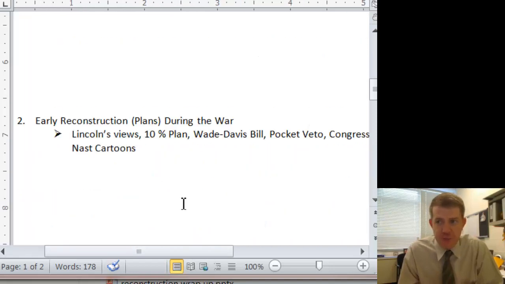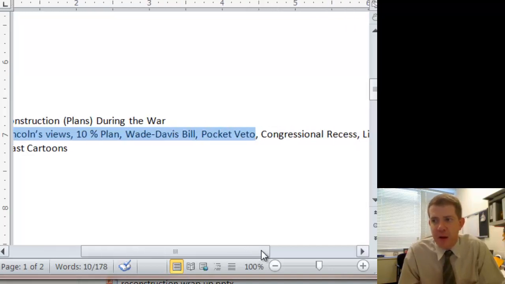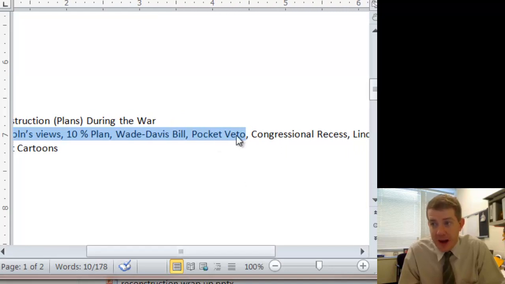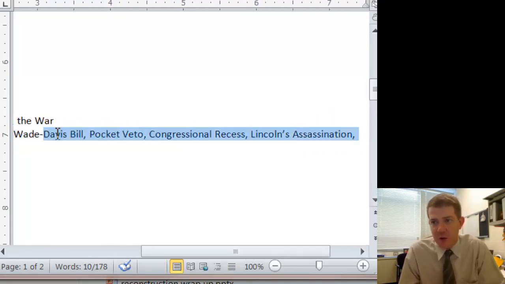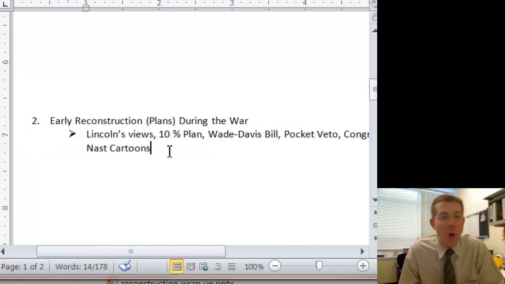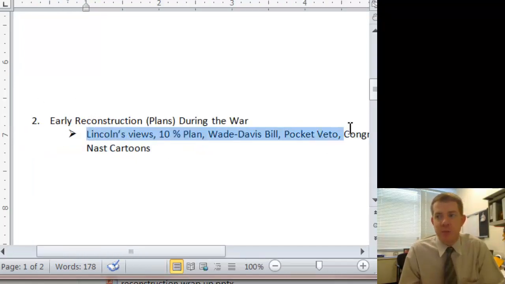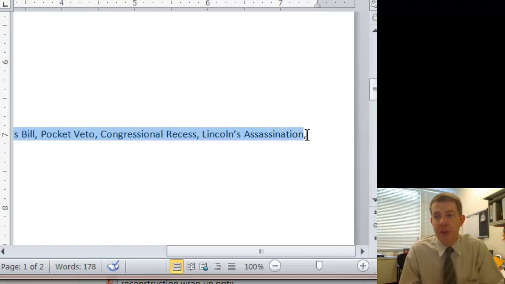And then we go into Reconstruction. You have a video on Lincoln's 10% plan, which you can review if you want to. Remember that Lincoln's plan does not go into action because he's assassinated before Reconstruction could really start. But the combination of Lincoln's plan, the 10% plan, the Wade-Davis bill, the pocket veto, congressional recess, and the assassination, all those things go together to explain why Andrew Johnson is in a position to be in charge of Reconstruction.